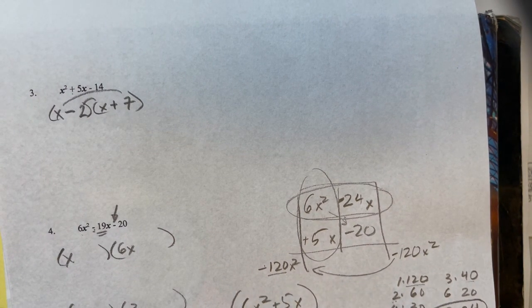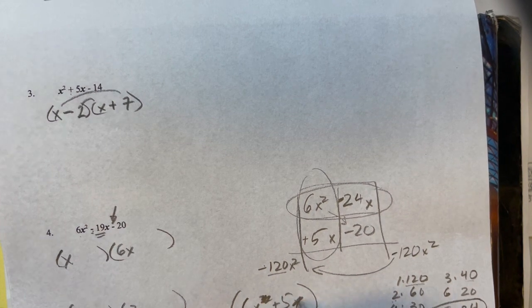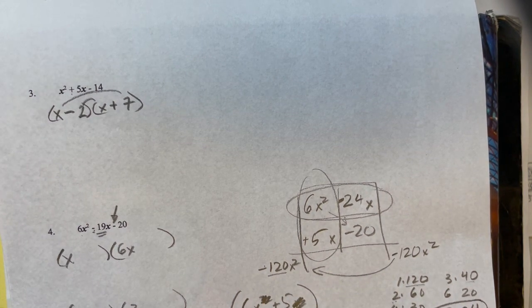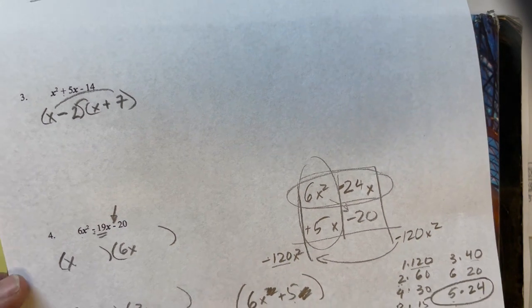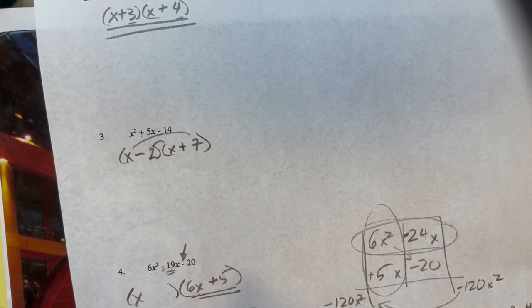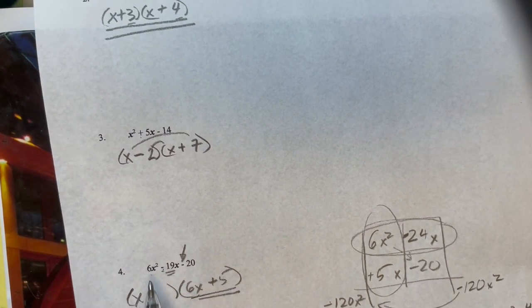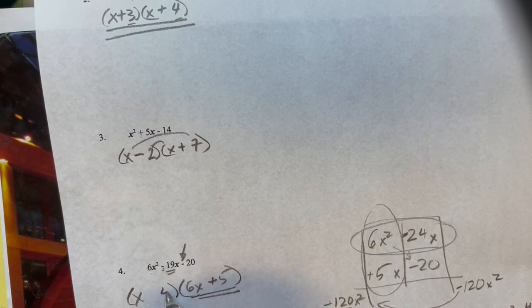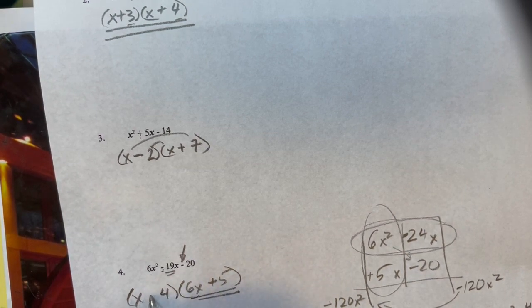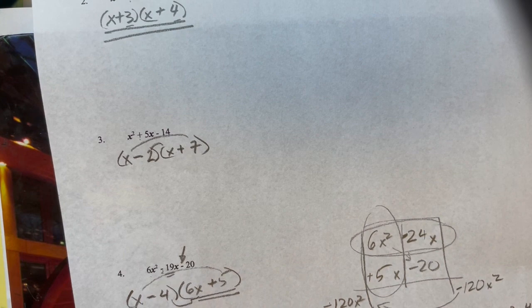I can always take out an x. And can I take out a number? The answer is no. So I know that one of my factors is 6x plus 5. And then once you get one half, you can just say 6x times x gives me 6x squared, 5 times 4 gives me 20, and this has to be the minus. And if you rainbow check it, you'll see that you get your 24 and your 5, so that gives you the 19. So this is the correct answer.